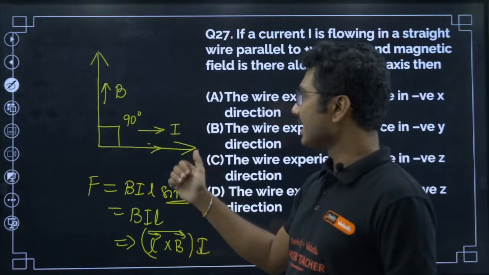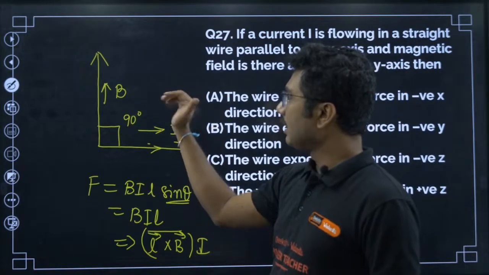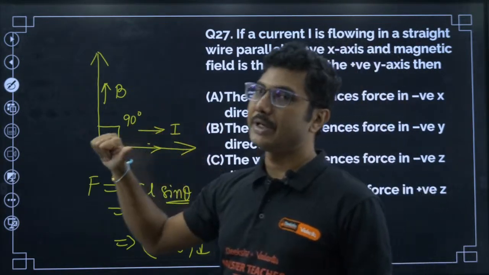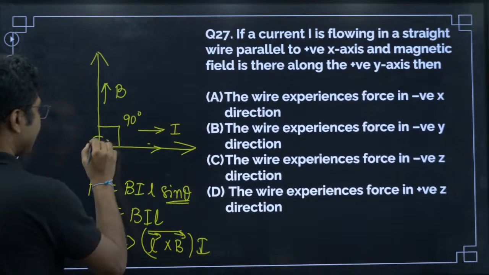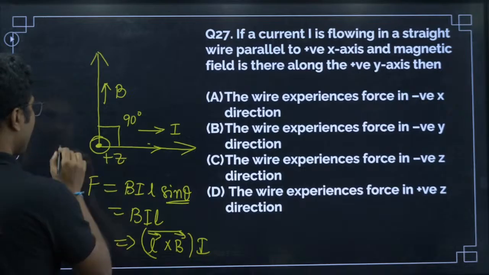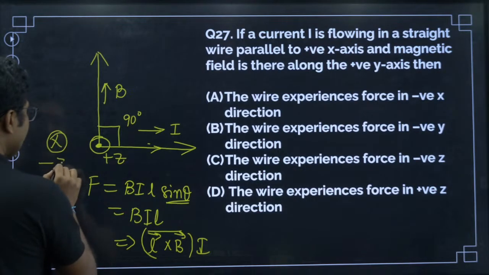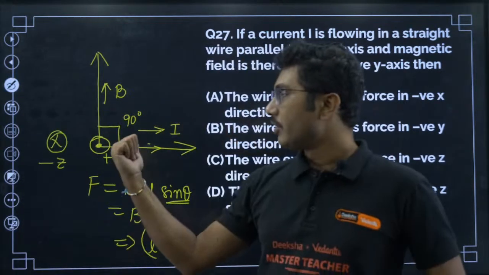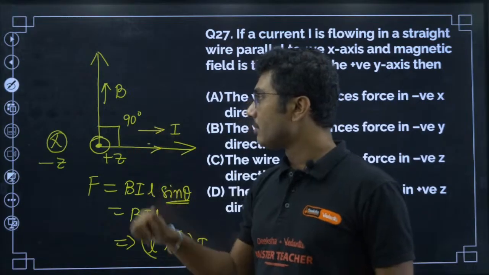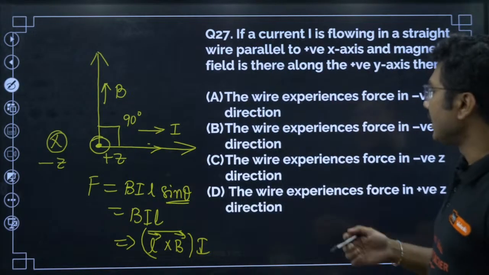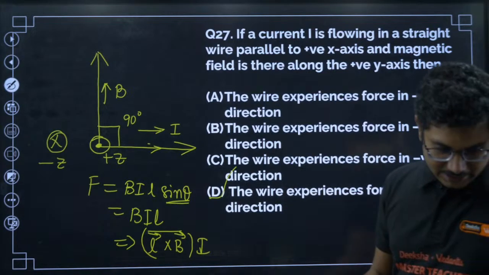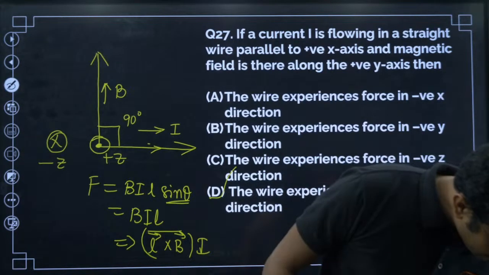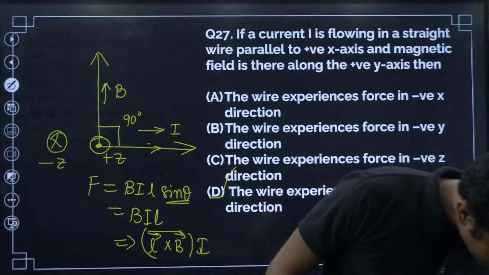Okay, so L is in this direction, B is in this direction. So, L cross B will be out of the page. Out of the page means it is basically the positive Z direction, whereas into the page is the negative Z direction. If it is out of the page, it will be positive. So, the wire will experience a force in the positive Z direction. Option D is correct. Yes. So, they told this is a conceptual question and formula based numerical might come.